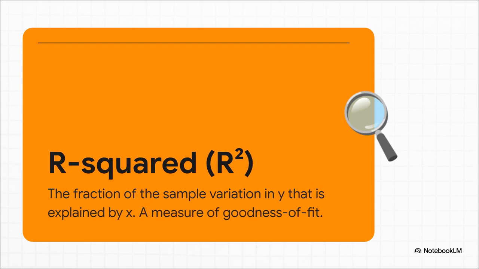So once we've found our winning line, we need a way to grade it. Like, how good is it really? That's where a number called r-squared comes in.